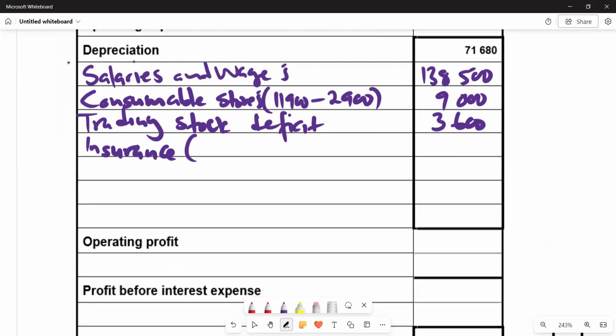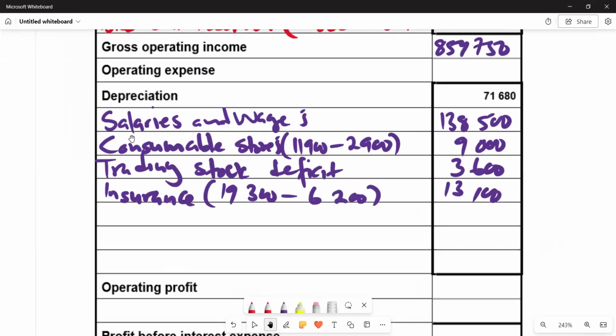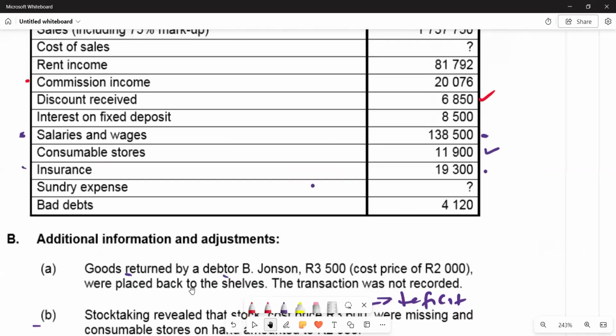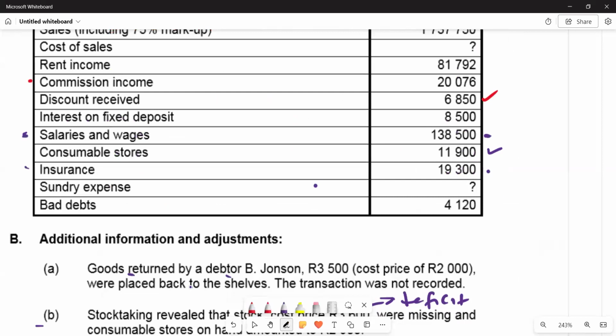So for insurance, what we are saying is 19,300 minus 6,200. And then we get a net figure of 30,100. Right, so we can go and check on the next expense that we have after insurance. After insurance, we've got standard expenses, that is a balancing figure. We can leave it for now and put it at the end.